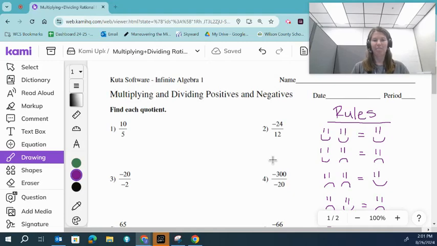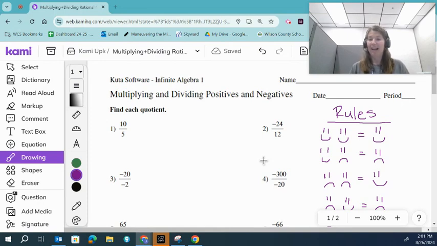Today we are doing multiplying and dividing integers. Reminder, integers are positive and negative whole numbers. Okay, so we are going to divide and multiply them. There are a couple rules that work for both multiplying and dividing. You'll follow the exact same rules.